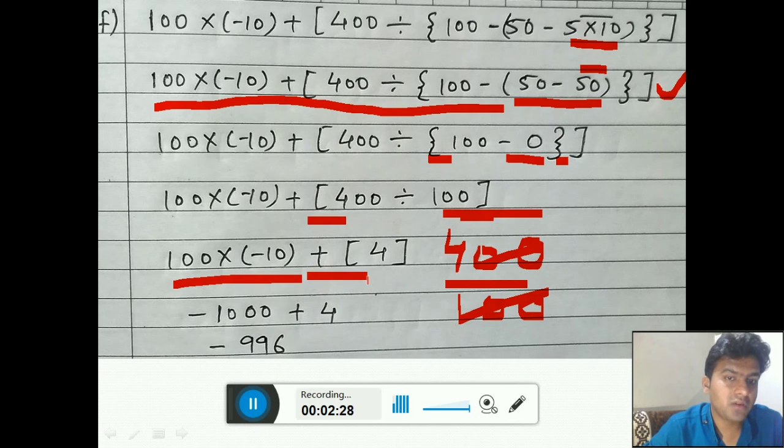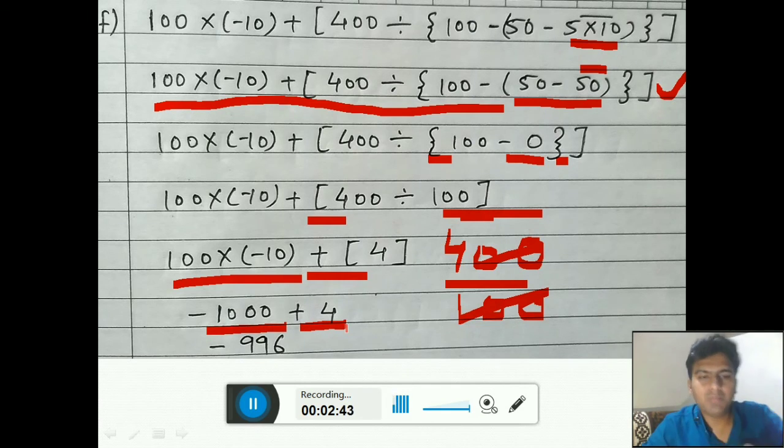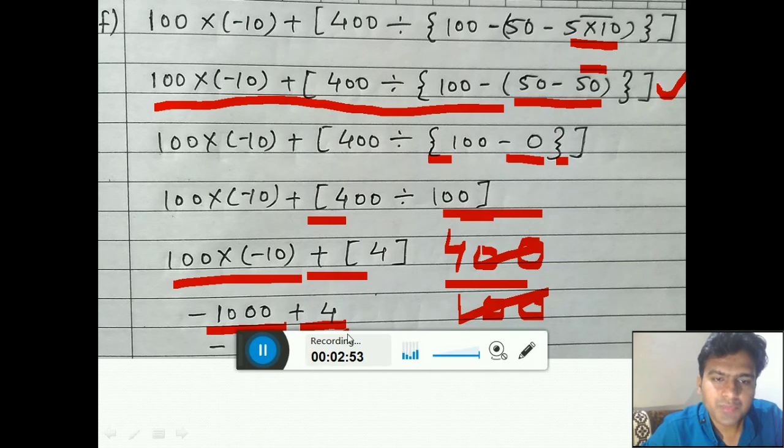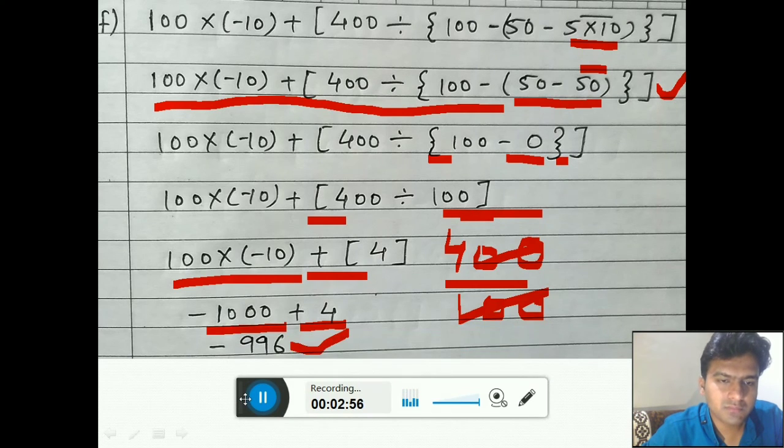So we will not solve 10 and 4 first. First we will multiply 100 into 10. So 100 into minus 10 equals what? Minus 1000. And which number is left? Plus 4. So we will write plus 4. Now minus 1000 plus 4 equals what? 996. Why 996? Because the bigger number is minus, and this one is plus. So our answer is minus 996.